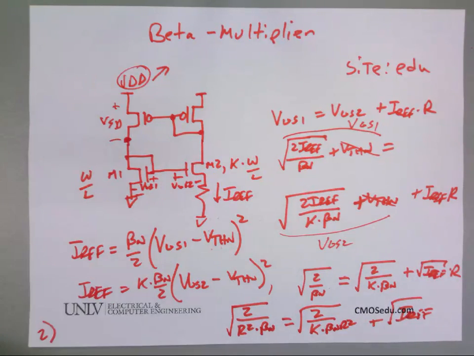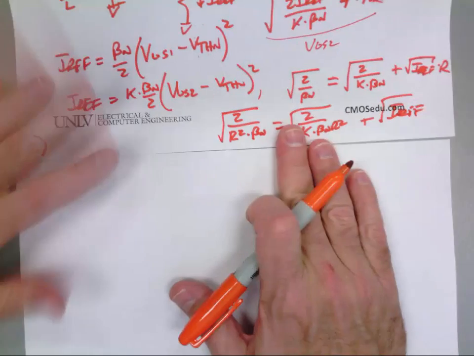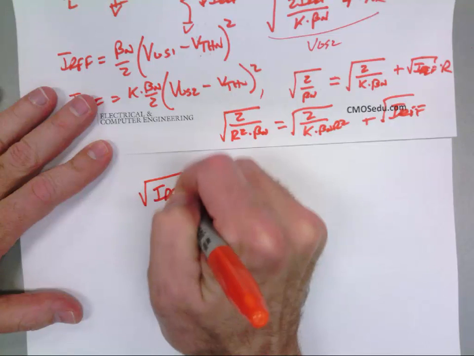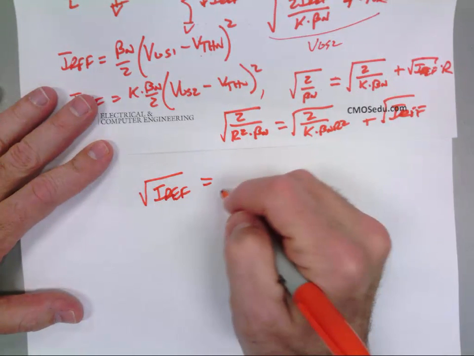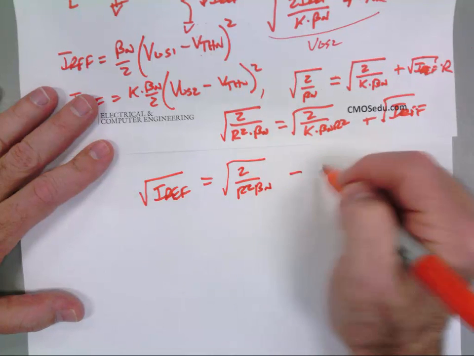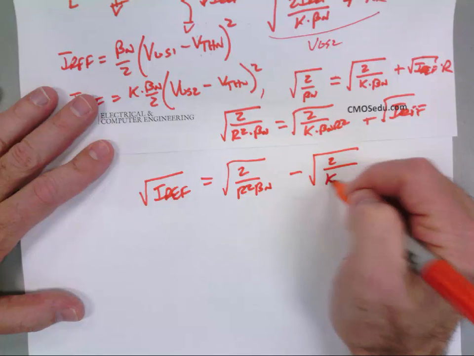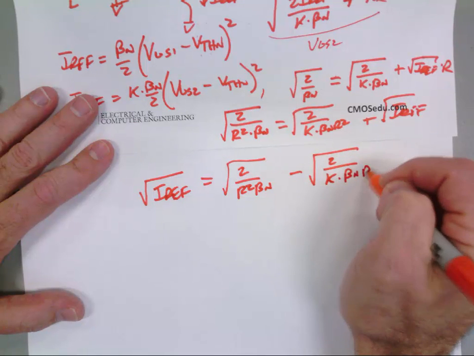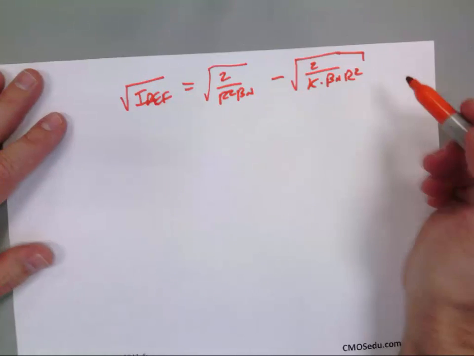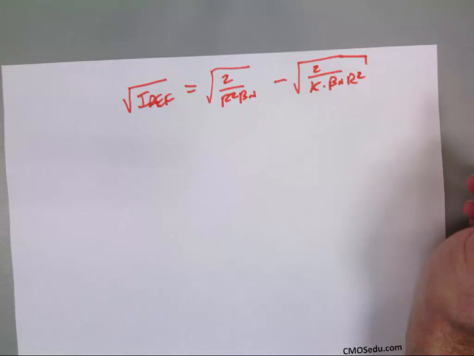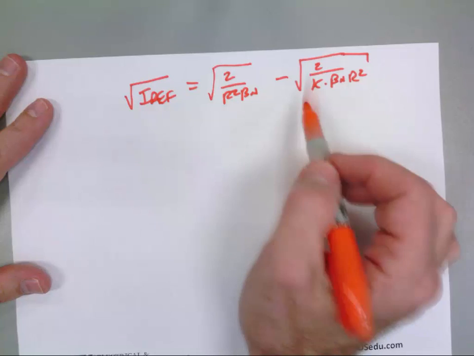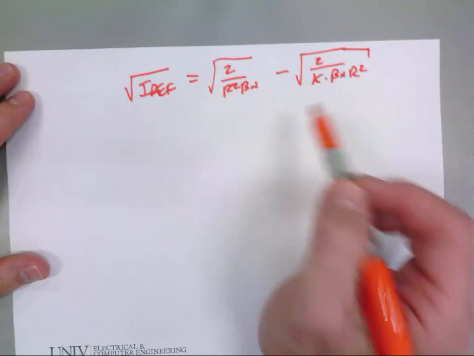And then I can write square root of Iref is equal to the square root of 2 over R squared beta n minus the square root of 2 over k times beta sub n R squared. Just being verbose with the algebra. Tell me what to do next. I don't want to square both sides yet, because then I'd have to cross, or, yeah.